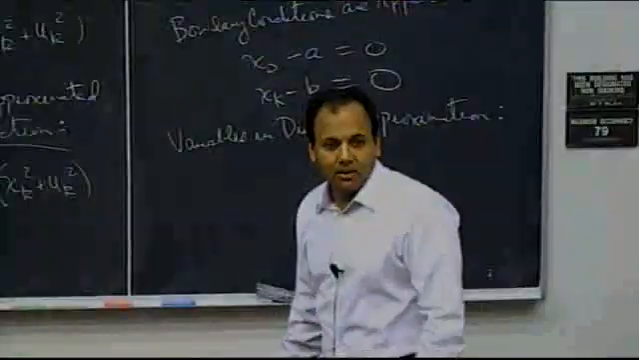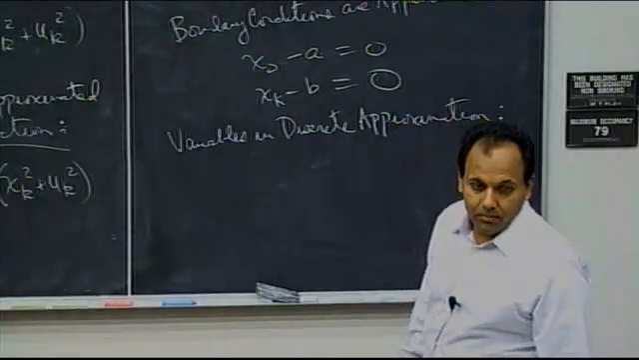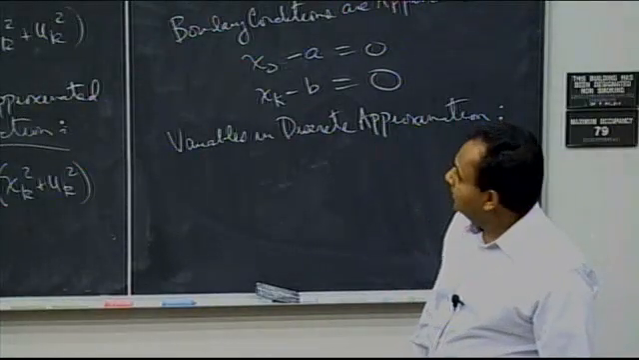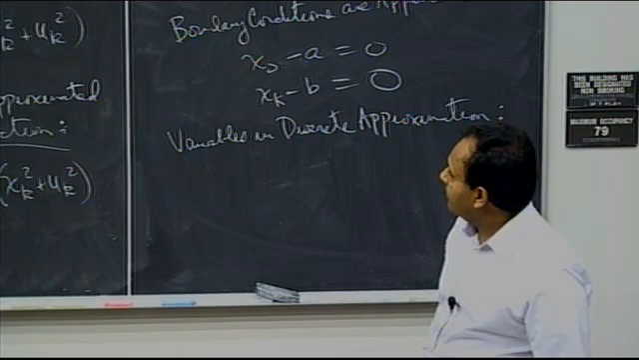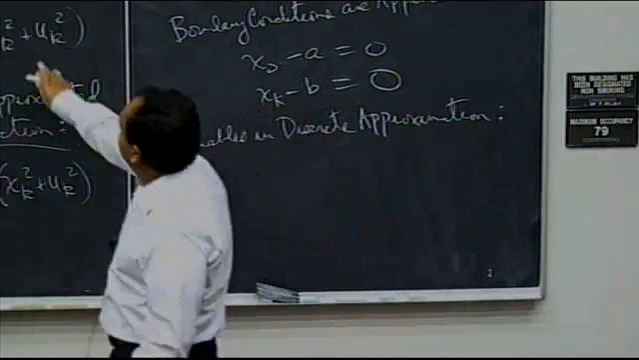Yes? I'm kind of confused about something. Why did we sum from 0 to K minus 1? Why do we sum here from 0 to K minus 1?